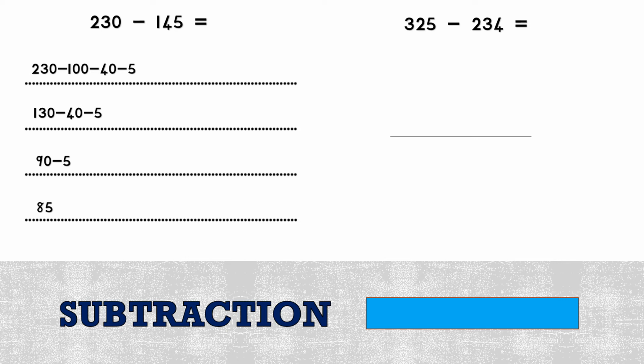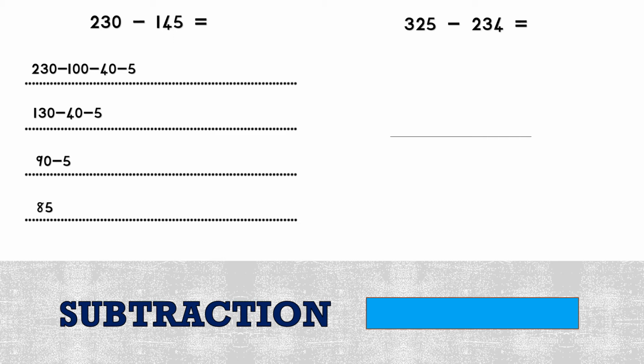Then at step 2, you minus 230 minus 100, and that equals 130. Then you bring down 40 minus 5, which gives us the number sentence 130 minus 40 minus 5. Step 3, you say 130 minus 40 gives us 90. And then we must remember to bring down our friend number 5. That gives us the number sentence 90 minus 5. And then our last step is our answer of 85.